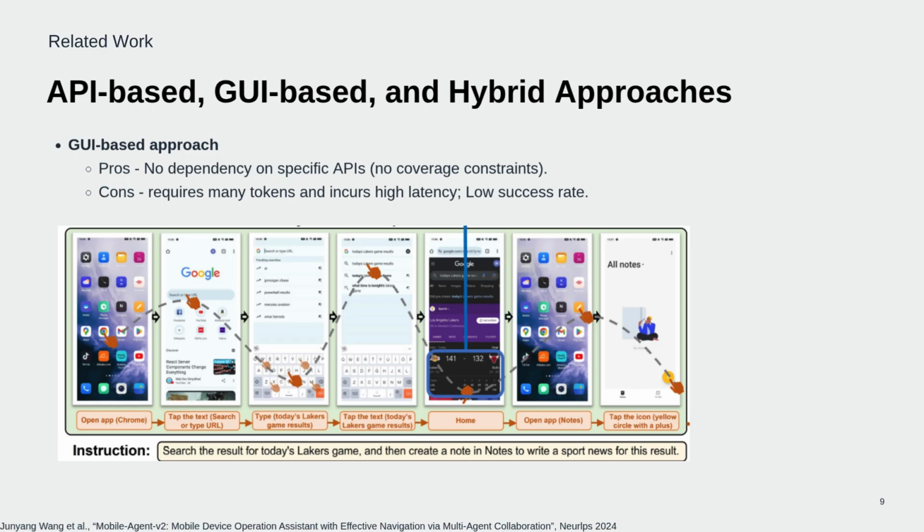But however, there are also limitations, which is crucial: they require many tokens and incur high latency, because in every single step, the model needs to do inference. As a result, they show a low success rate.